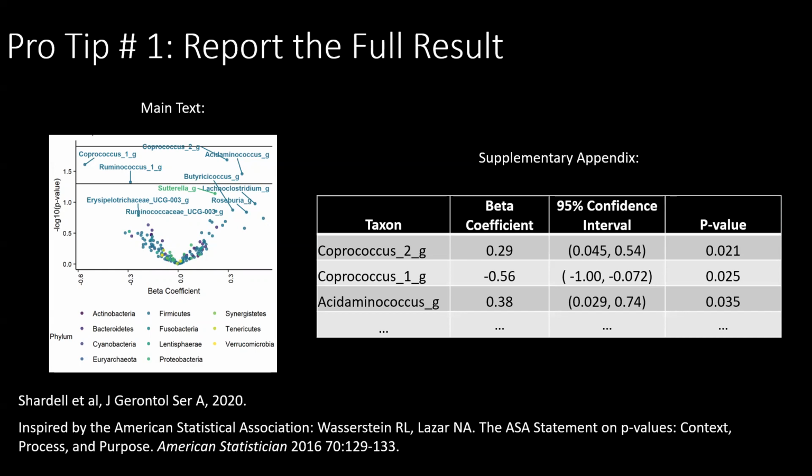So what you could do is in your main text, put a figure like what we have here on the left, which is called a volcano plot, where on your x-axis, you have your measure of association. In this case, we have something called a beta coefficient, which you would get if you were to do a linear regression, for example. And on the y-axis, you would have a transformation of your p-value such that small p-values have large values of this transformation, and large p-values have small values of this transformation.